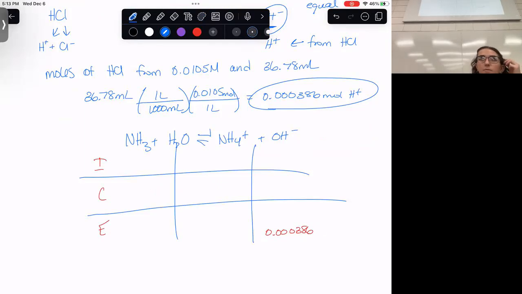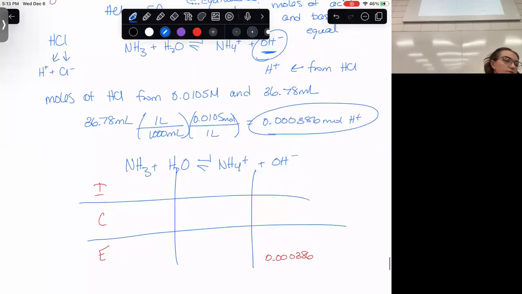I thought that was moles of NH3. How is that OH minus? That's moles of H plus, because we use the concentration from HCl. And so that's going to completely dissociate. So whatever moles of HCl you have will be equal 1-to-1 between HCl and H plus.